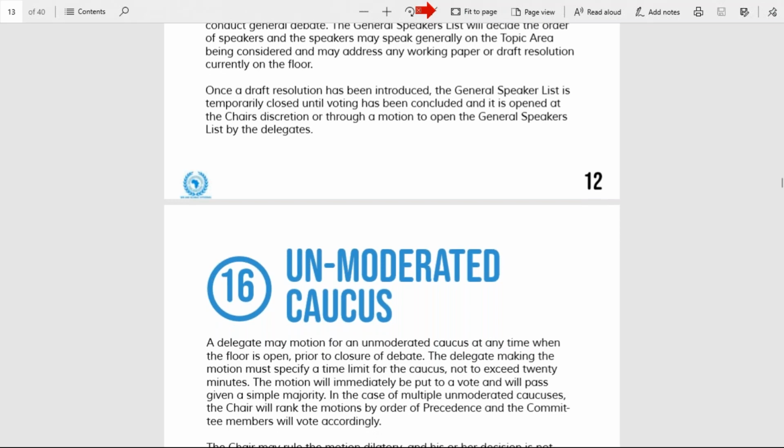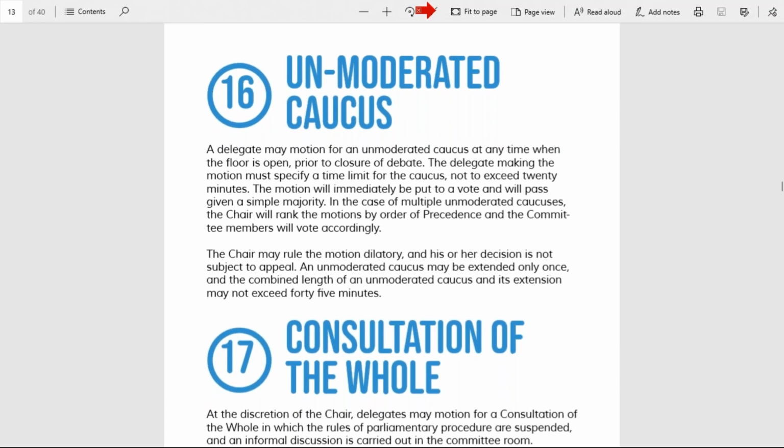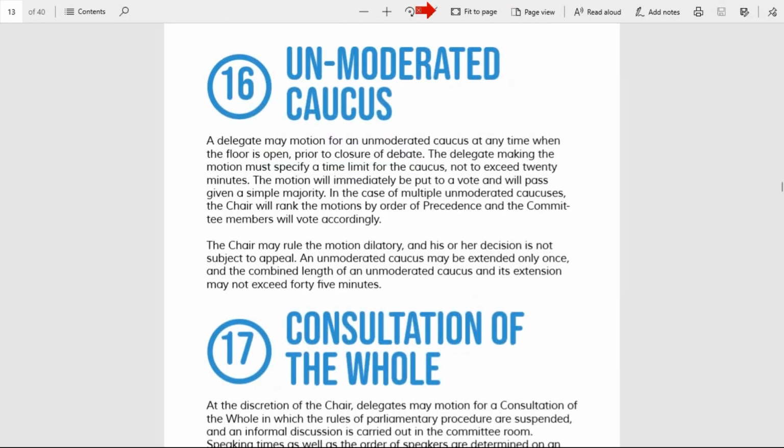On to point 16, we have an unmoderated caucus. An unmoderated caucus is an informal session where you break off into small groups, and then you discuss and come up with working papers. The first chance you get to do an unmoderated caucus, it's a chance for you to find like-minded people so that you can regroup and come up with a working paper that will put forth the ideas that you want to have.